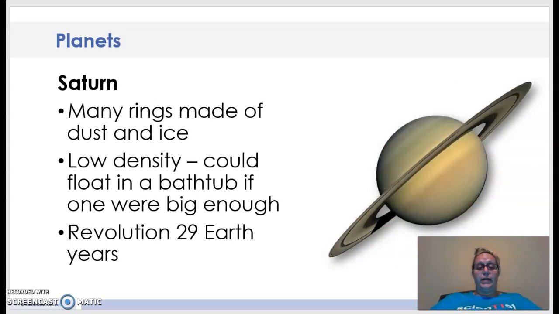Saturn. Saturn is the second of our outer planets. It is made up of many rings that are made of dust and ice. It has a low density, and it could actually, if we could find a bathtub large enough to fit it in, it would actually float. So its density is less than 1. And its revolution or orbit around the sun takes 29 Earth years.